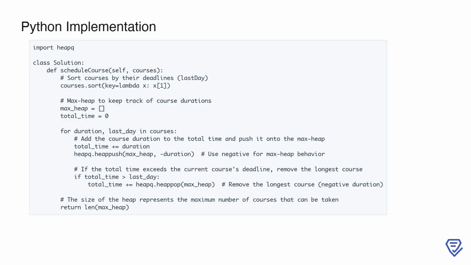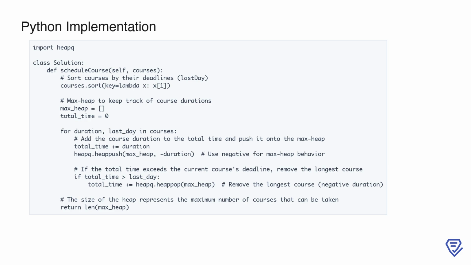Explanation of the code. 1. Sorting courses by deadlines. We start by sorting the courses based on their last day. This ensures that we consider courses in the order of their deadlines, making it easier to decide which courses can fit within their allowed time frame. 2. Using a max heap. A max heap, simulated using Python's heap with negative values, is used to keep track of the durations of the courses we have taken so far. The heap allows us to efficiently remove the longest course if needed.